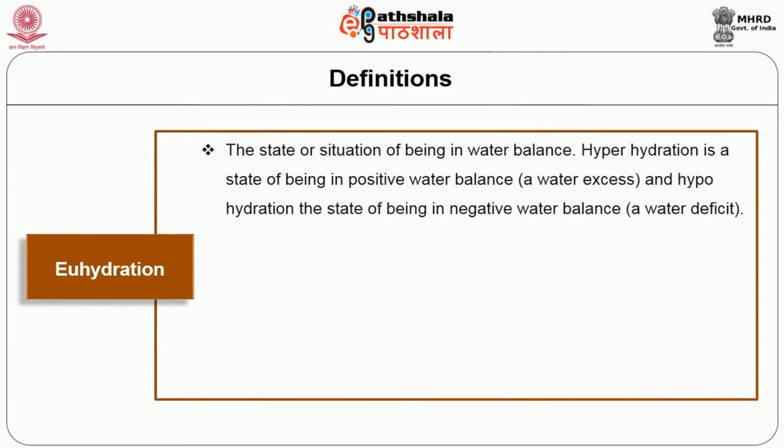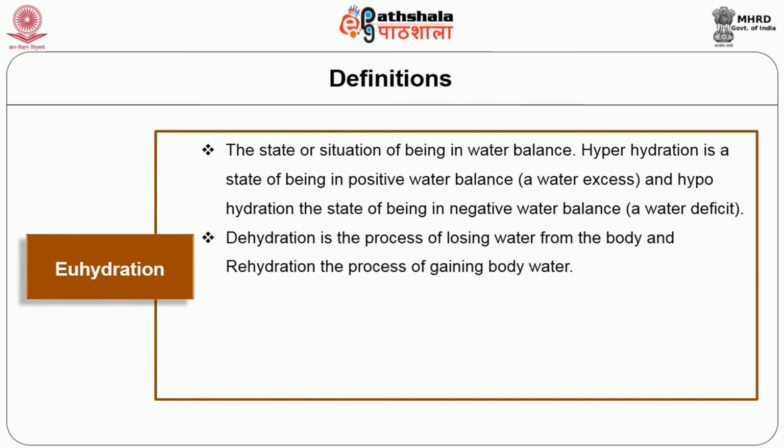Before going into the assessment, we will look into the different definitions dealing with this chapter. First one is euhydration. This is nothing but the state or situation of being in water balance. Hyperhydration is a state of being in positive water balance or excess of water, and hypohydration the state of being in negative water balance or water deficit.